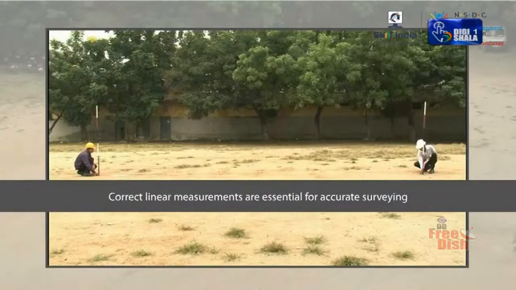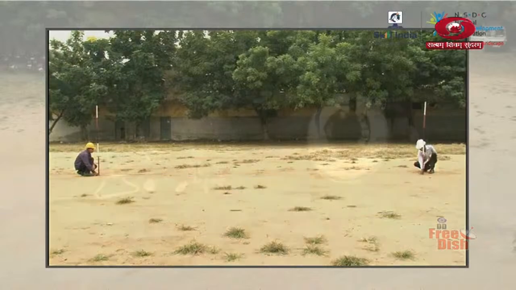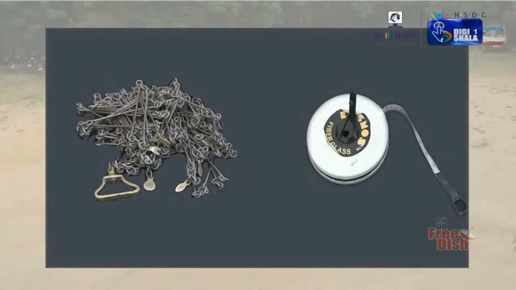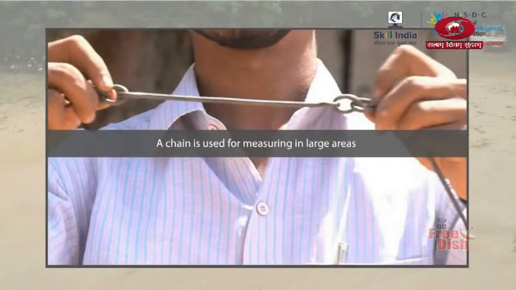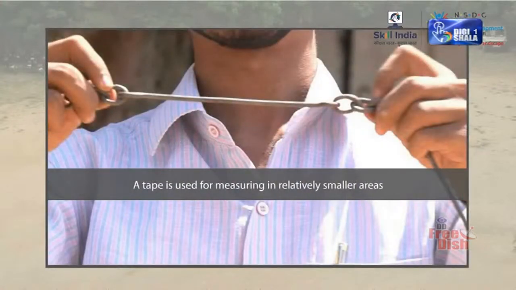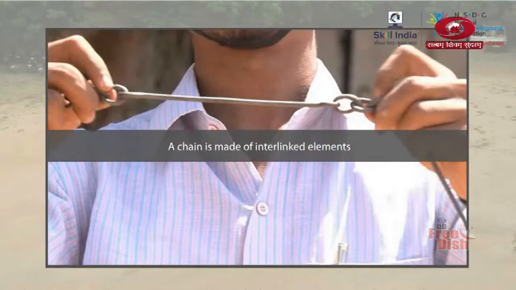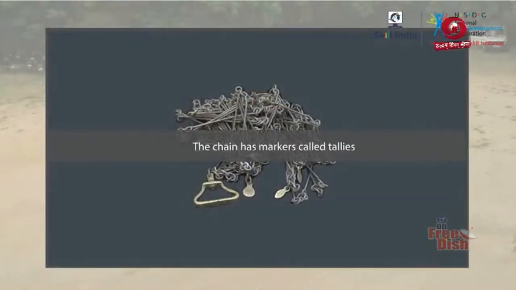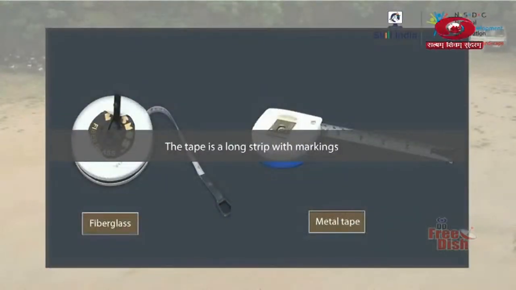In this module, you have learnt that correct linear measurements are essential for accurate surveying. In surveying, the two instruments used for linear measurements are chain and tape. The chain is used for measuring in large areas, and the tape is used for measuring in relatively smaller areas. The chain is made of interlinked elements. It has markers called tallies to help us measure lengths. The tape is a long strip with markings in standard units such as feet and meters. A tape can be made with different materials like metal or fiberglass.